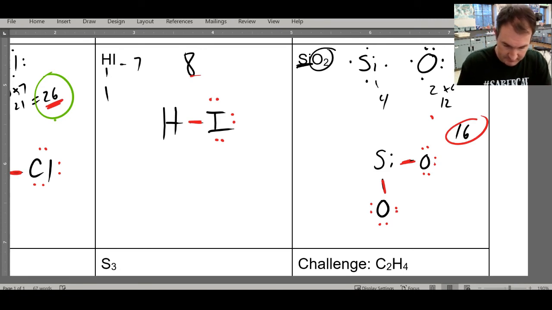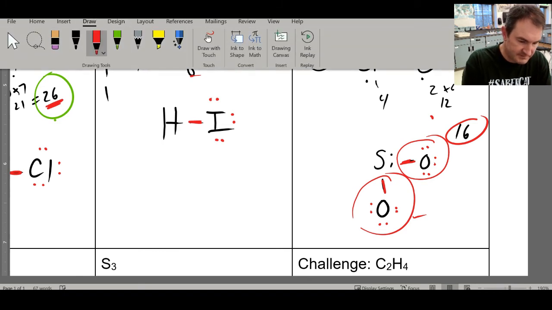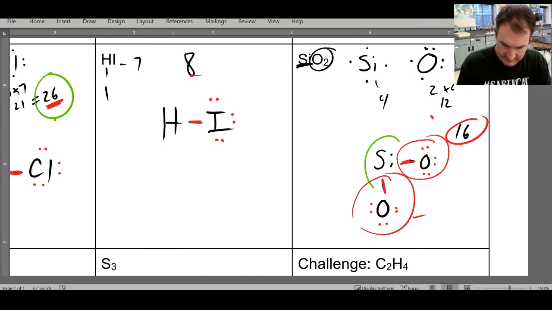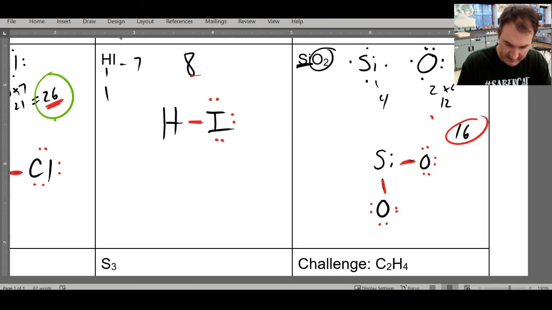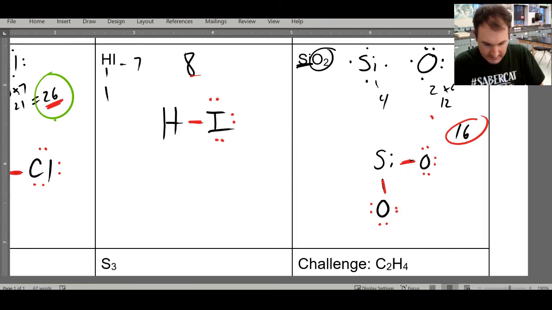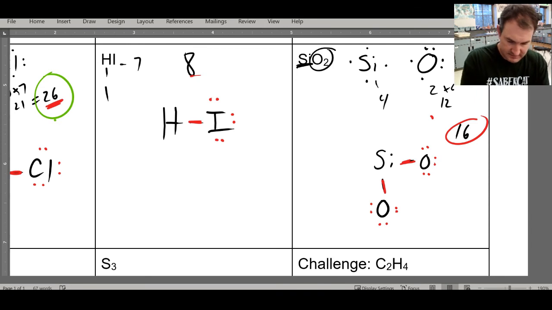Let's see if everybody's full. This oxygen is full: 2, 4, 6, 8. It's good. This one is full, but silicon is not full. If you take a look at silicon, if we circle everything that's attached to it, it's got 2, 4. That's it. It's got 4. So we have to get 2 more pairs, which means we're going to have to add 2 more bonds to fill up silicon. Now, this is a little bit of a trick here. Where do those bonds come from?